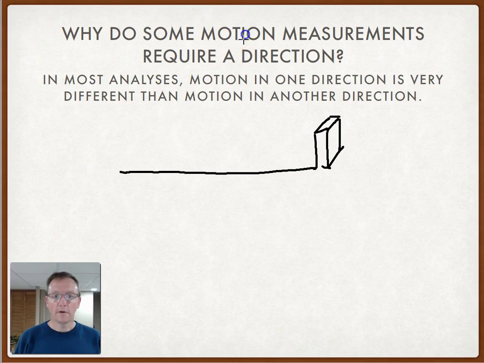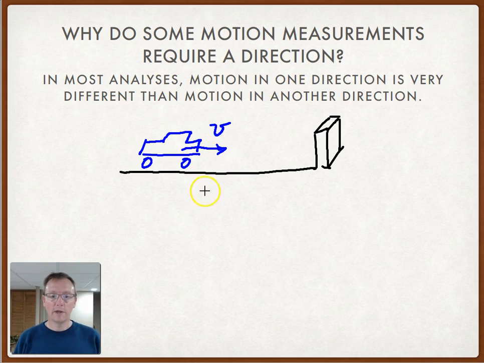Okay, so your car is speeding along. The diagonal lines show me that it's speeding. So speeding along with a velocity. Oh, excuse me, speeding along with a certain speed. So it has a certain speed towards the wall.